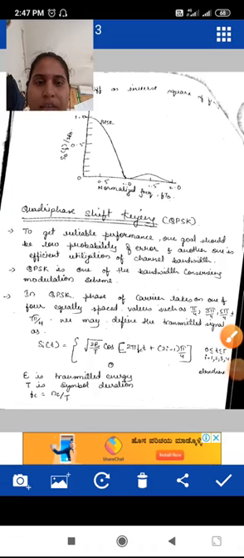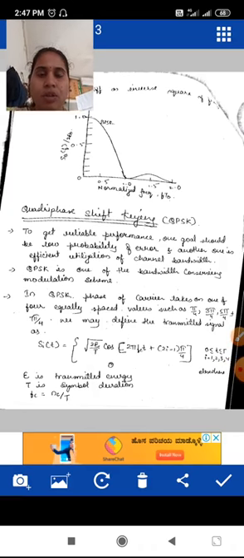The next modulation technique we are going to discuss is quadrature phase shift keying. In the last topic, binary phase shift keying, we calculated the probability of error. Whatever modulation technique we use, our main aim should be to reduce the probability of error, that is, proper detection. Another aim is to efficiently utilize the channel bandwidth.